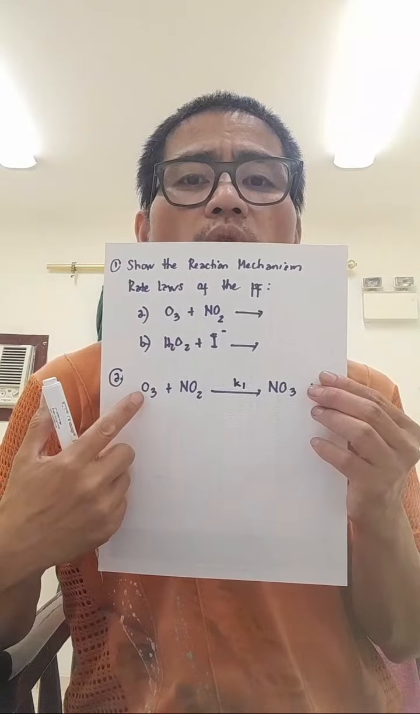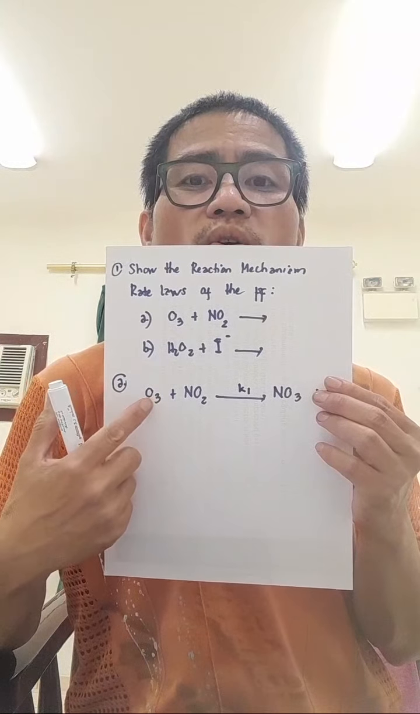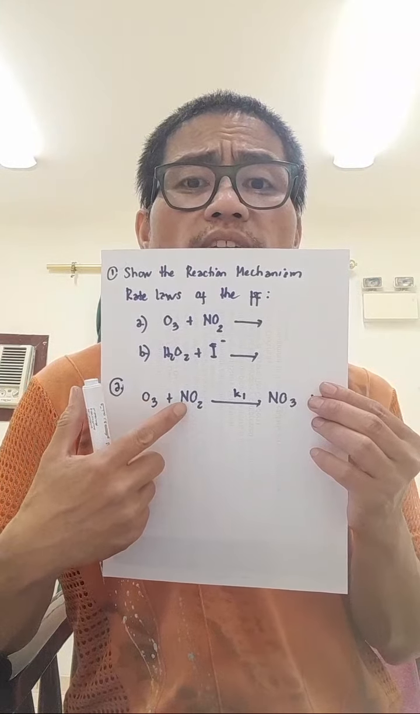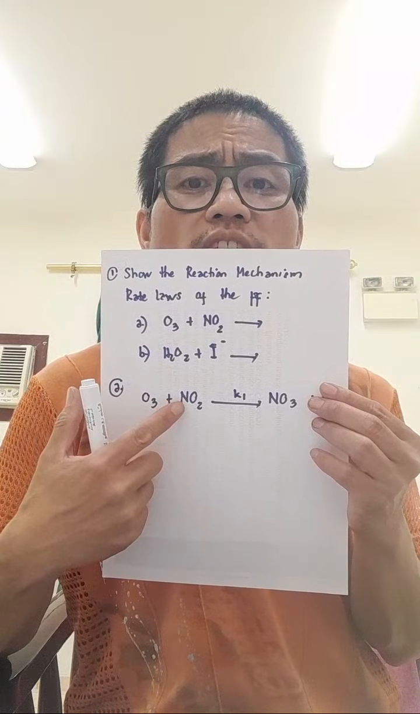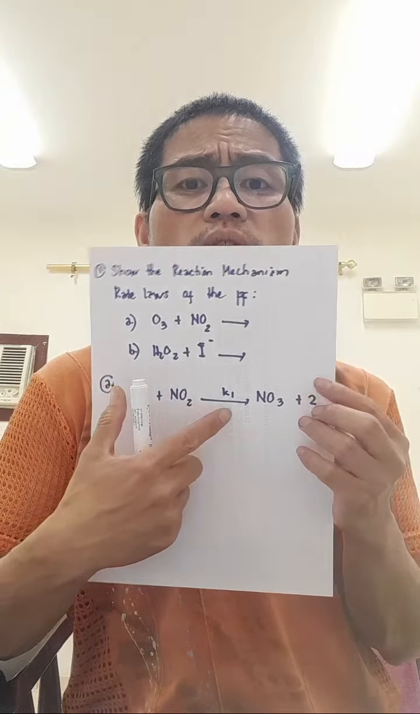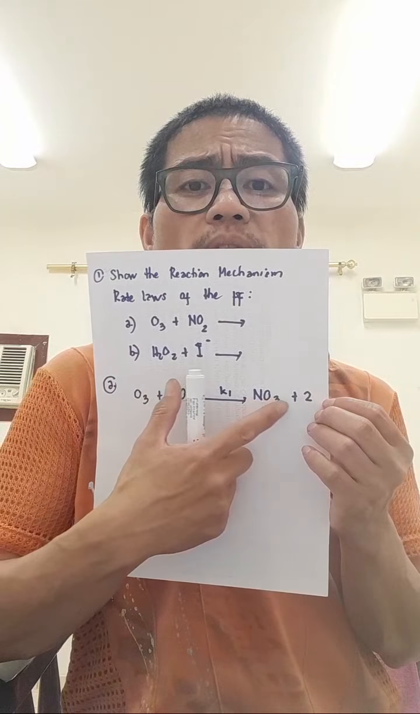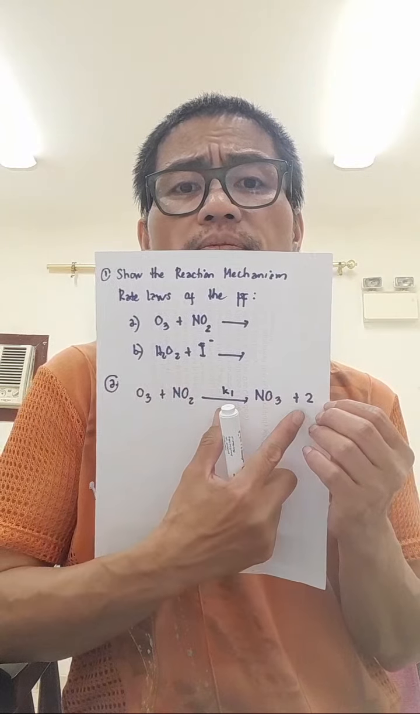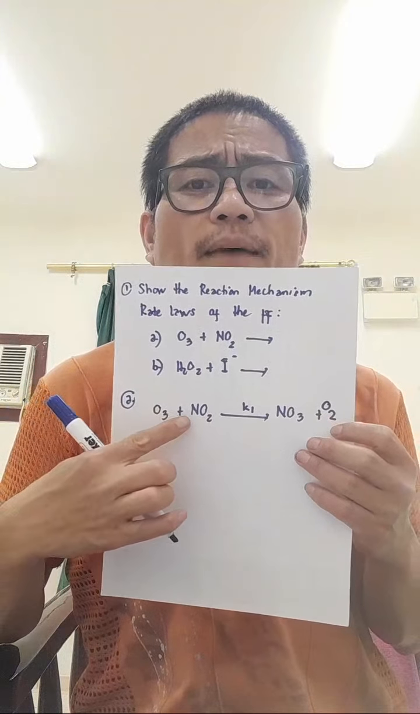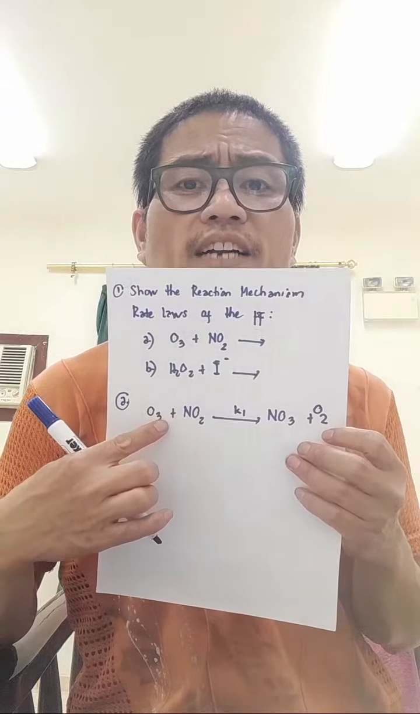So ozone, or O3, plus nitrogen dioxide, or NO2, equals nitrate plus, sorry, oxygen gas. So this is our elementary step, or first reaction step 1.